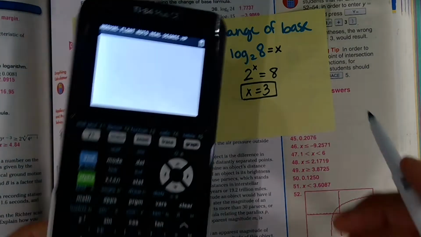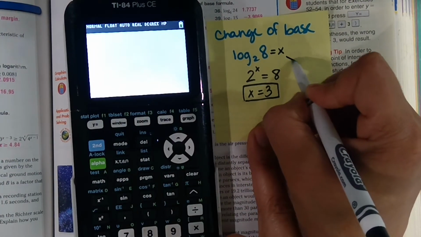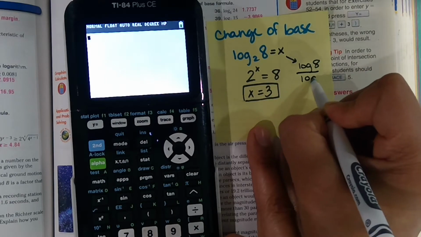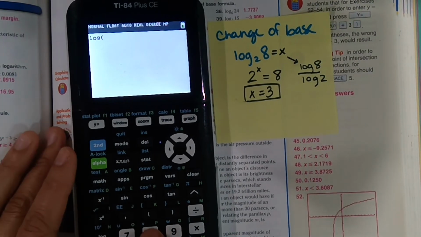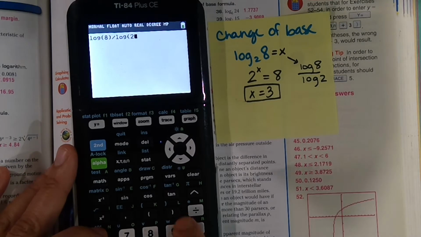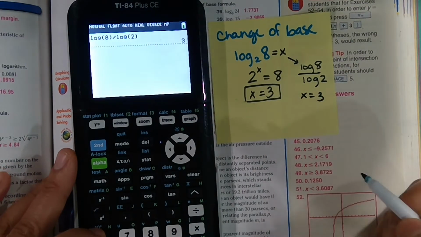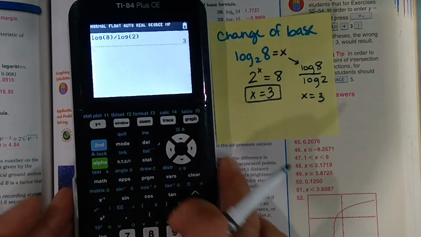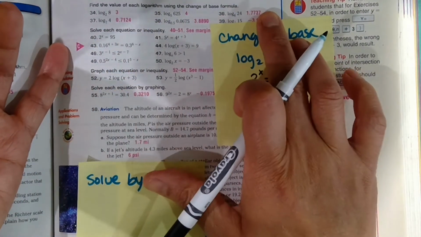So change of base says you set it equal to log of 8 divided by log 2. And you're just going to type that into your calculator, log 8 divided by log 2. And you get your answer. Okay, so you can either think about it or just use your calculator. And that's going to be like these types of problems here for your homework.